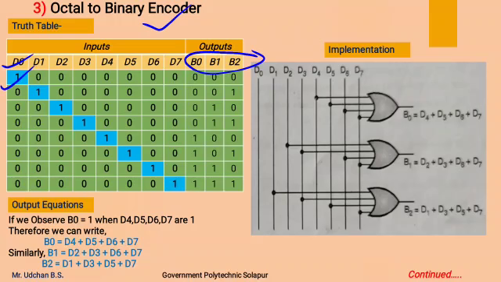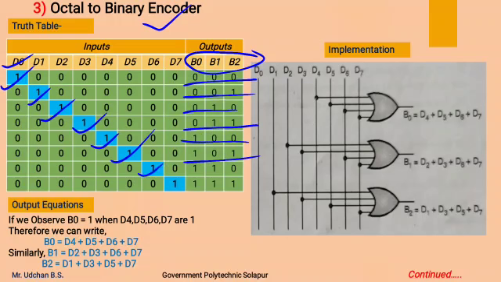In the first condition, when the D0 line is 1, we will get output as 0, 0, 0. When D1 is 1, we will get output as 0, 0, 1. When D2 is 1, we will get output as 0, 1, 0. When D3 is 1, we will get output as 0, 1, 1. When D4 is 1, we will get output as 1, 0, 0. When D5 is 1, we will get output as 1, 0, 1. When D6 is 1, we will get output as 1, 1, 0. And when D7 is 1, we will get output as 1, 1, 1.